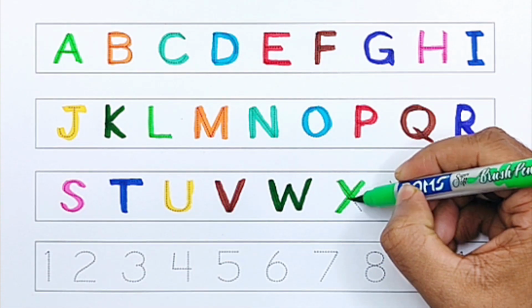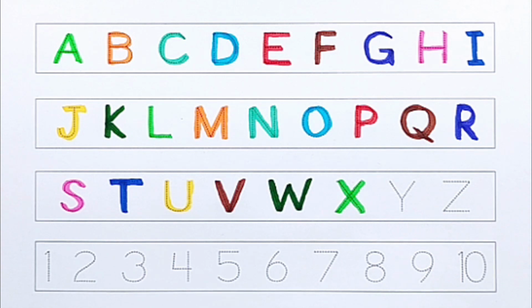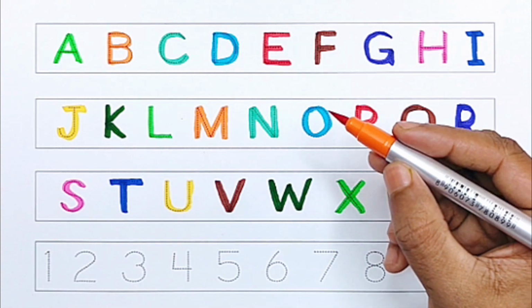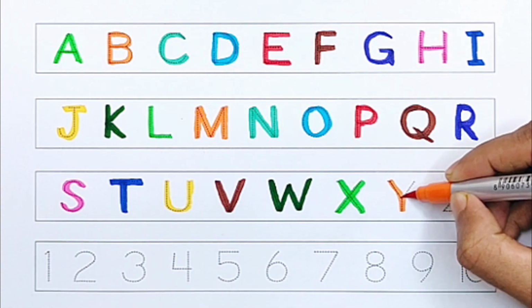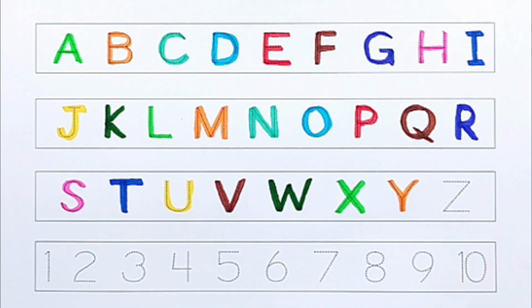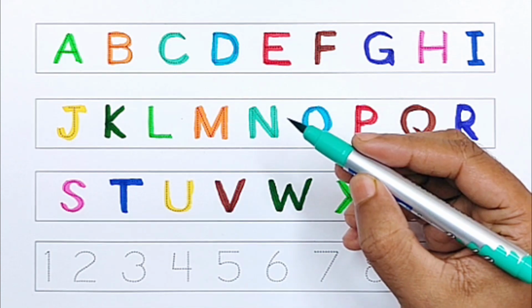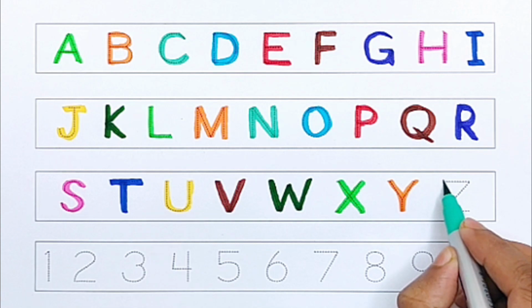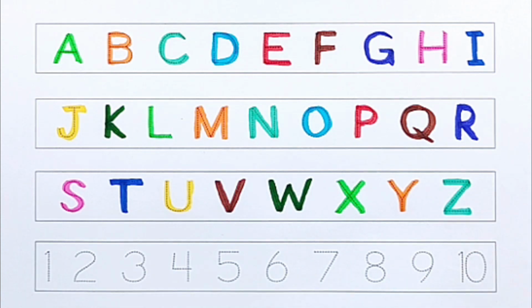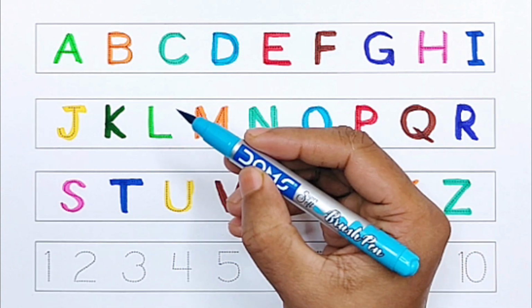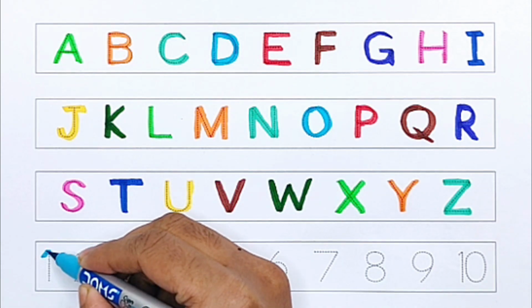X for xylophone, orange color. Y for yo-yo, sea green color. Z for zebra, sky blue color.